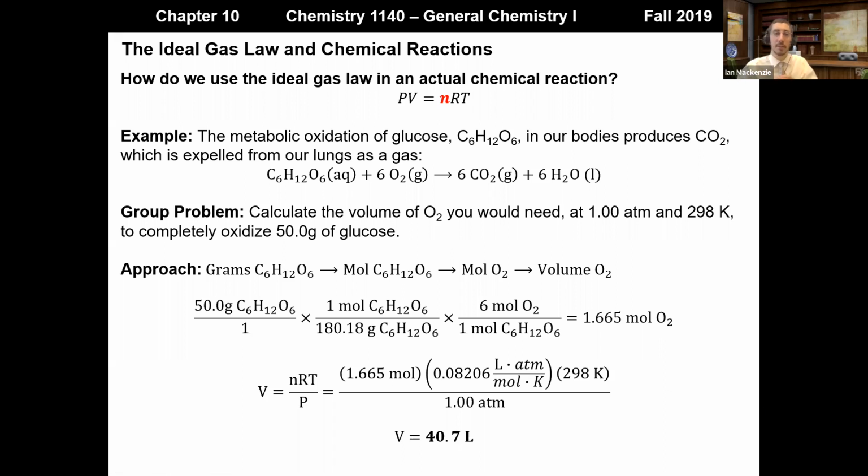50 grams is a decent amount, but still you could probably fit it easily on a small plate. So you can see why we need to continually breathe in and out constantly in order to live, as we need to take in oxygen to be able to do these metabolic oxidations. So this is how you use the ideal gas law in a chemical equation.